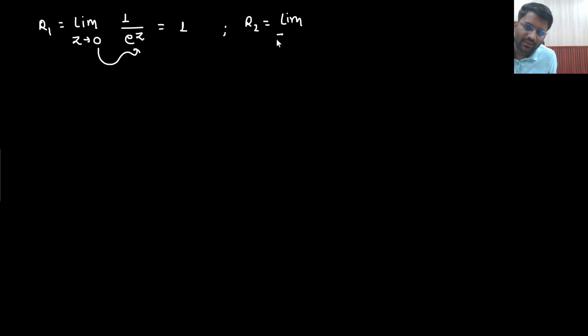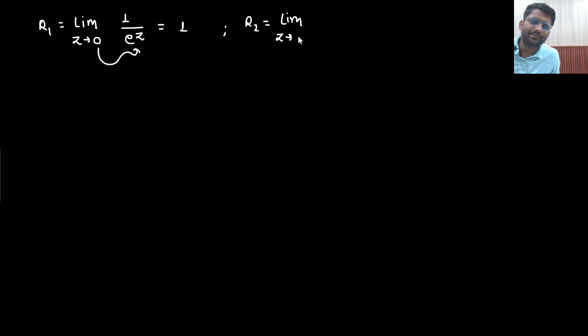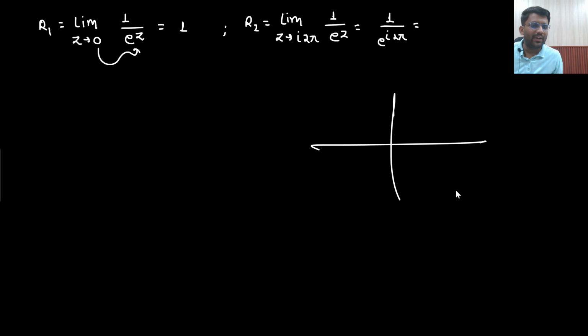Limit z tending to iota 2 pi. Phi of z is 1 by e to the power z. So 1 by e to the power iota 2 pi. What is e to the power iota 2 pi? That is also 1 only. For z equals 0, e to the power 0 is 1; e to the power iota 2 pi is also 1. E to the power iota 2 pi means magnitude 1 making an angle of 2 pi. It would be 1 only.